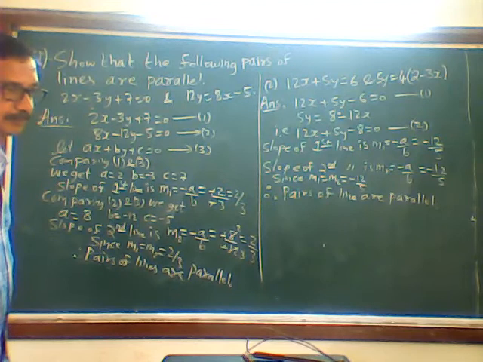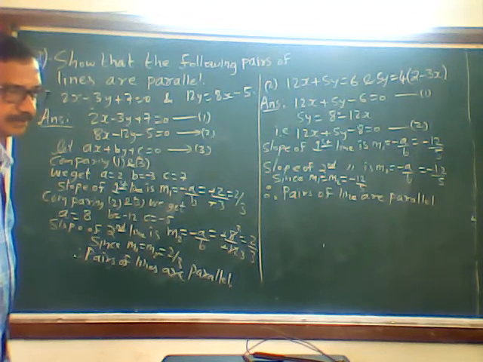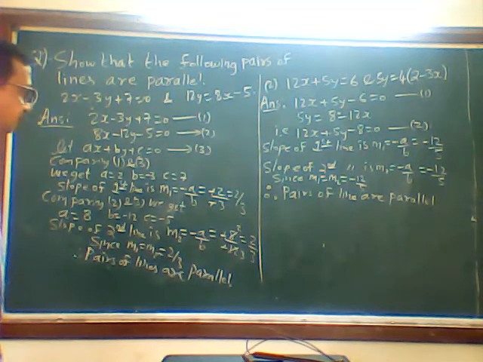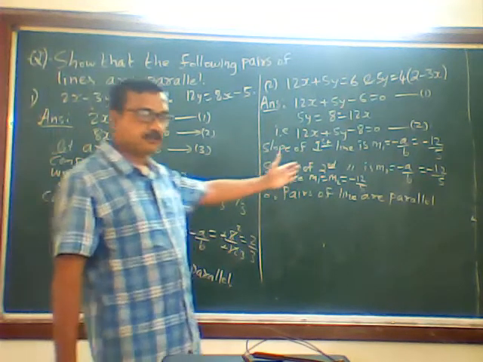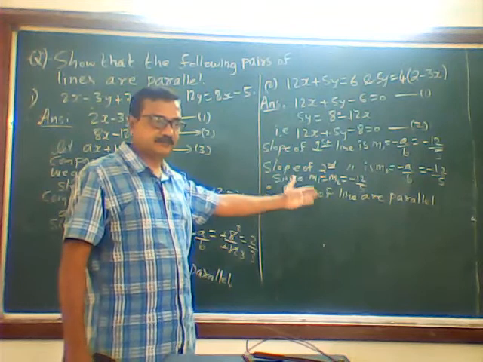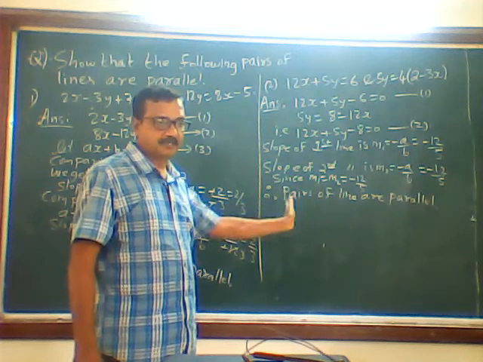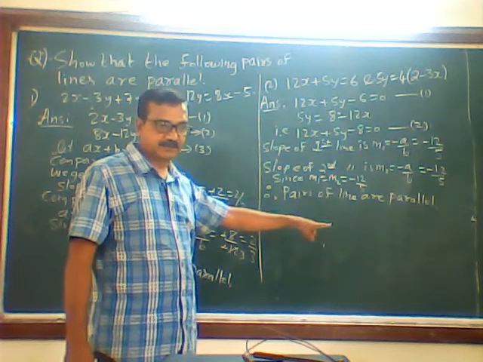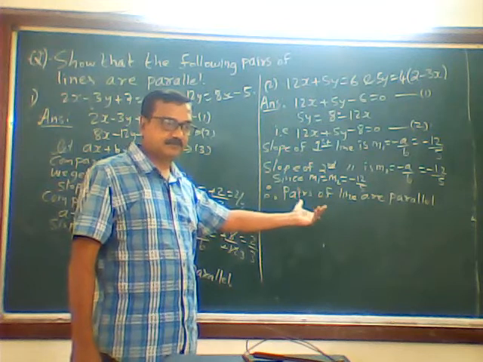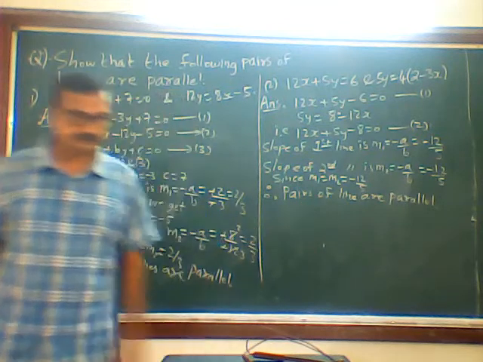Next we will do perpendicular. Perpendicular is also the same. m1 into m2 is equal to minus 1. In the same way I am going to find the slope of the first line m1 and the slope of the second line m2. Then you multiply them, and if you get the answer minus 1, then the pairs of lines are perpendicular to each other. Got it?